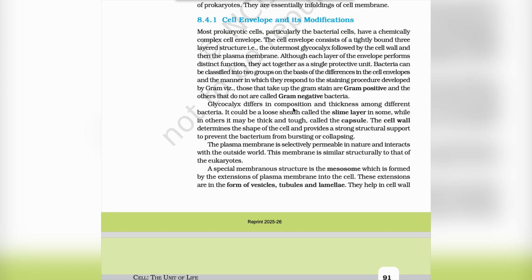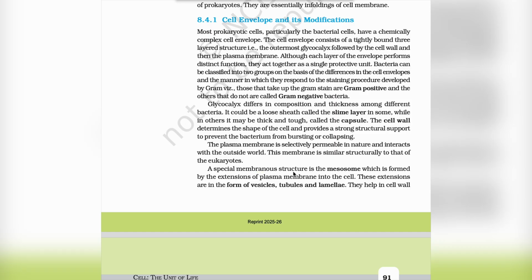Glycocalyx differs in composition and thickness among different bacteria. It could be a loose sheath called the slime layer in some, while in others it may be thick and tough, called the capsule. The cell wall determines the shape of the cell and provides strong structural support to prevent the bacterium from bursting or collapsing. The plasma membrane is selectively permeable in nature and interacts with the outside world. This membrane is similar structurally to that of the eukaryotes.